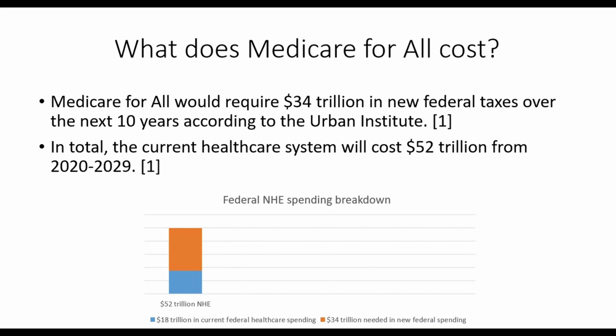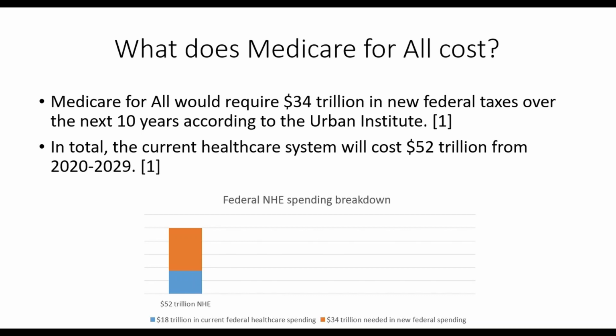So really this video will be about how to finance Medicare for All. First, it's probably good to know what the cost is. So what does Medicare for All cost? Medicare for All will require $34 trillion in new federal taxes over the next 10 years, and that's according to the Urban Institute. That's a lot of money, but let's keep going.